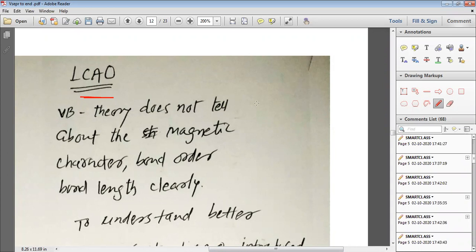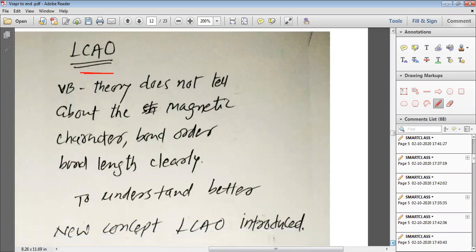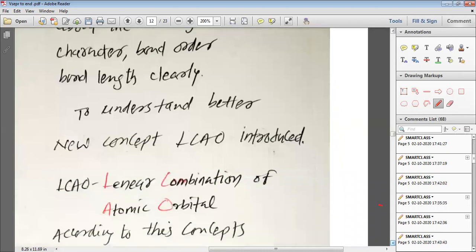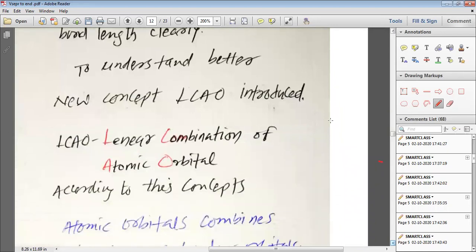Hello, my dear students. In the last period, we studied the valence bond theory. Now we are going to study the LCAO, which is known as the linear combination of atomic orbitals. VB theory does not tell us clearly about the magnetic character, bond order, and bond length. To understand better, the new concept LCAO is introduced.